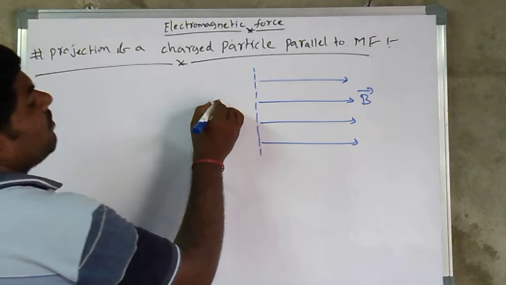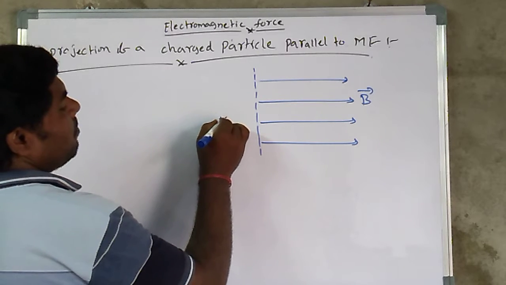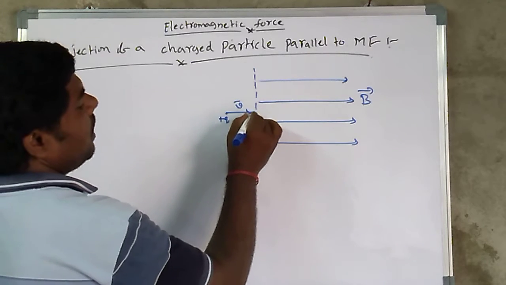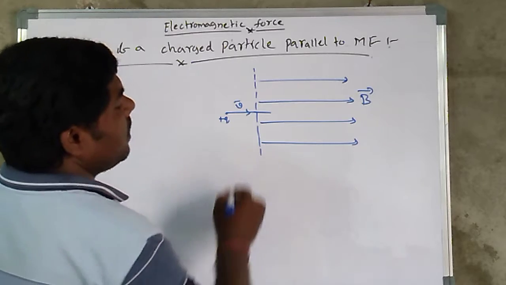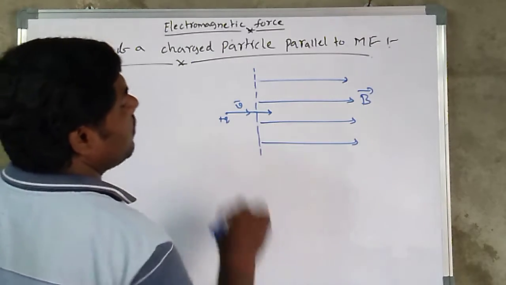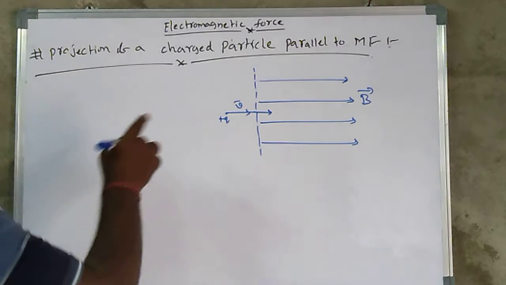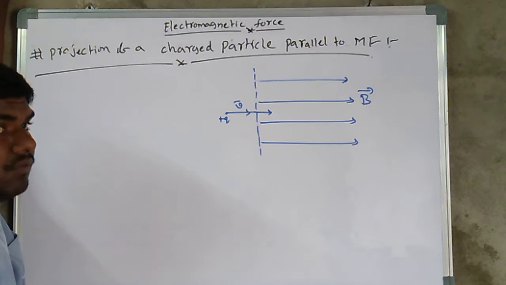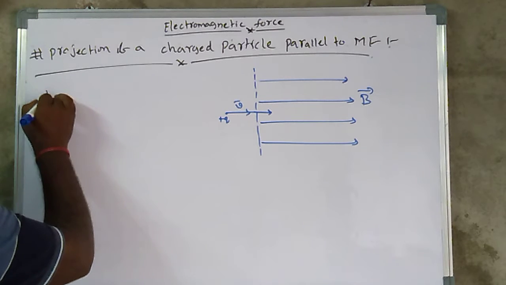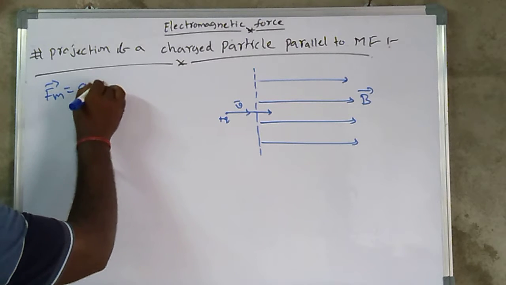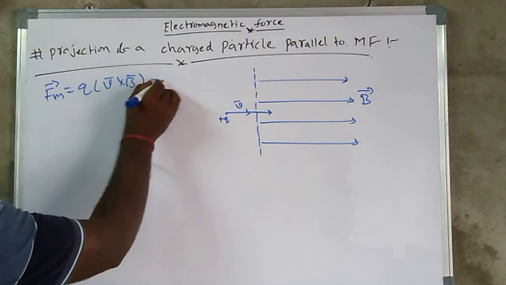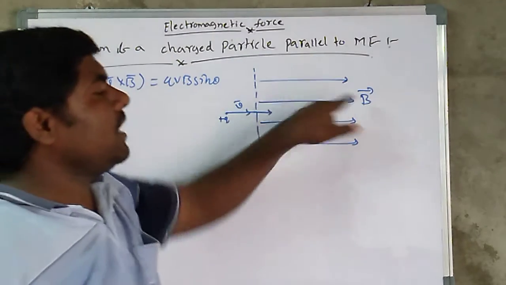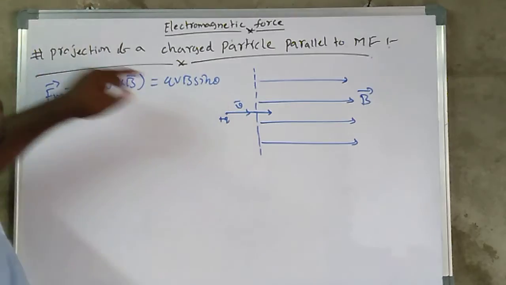Here let's take one positive charge. The charge is moving with a velocity v bar and enters the magnetic field. What happens we are going to discuss. Here, parallel to the magnetic field means the angle between B bar and v bar is 0. So, as we know, the formula F_m bar is equal to q into v cross B bar, which is equal to qvB sin theta. Here the angle between B and v is 0, that's why you may substitute theta as 0.